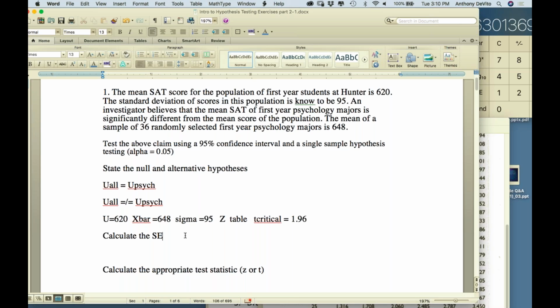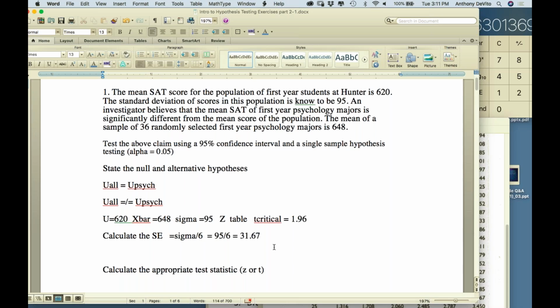Okay, so now I'm going to calculate my standard error. What is my standard error equal to? It's equal to sigma over the square root of the sample size. Sample size is 36, so the square root is 6, and it's sigma 95 divided by 6. And what does that turn out to be? 6 is 30, 31 and 2/3, 0.67. Okay. Tell me if I'm wrong. I think I'm right.